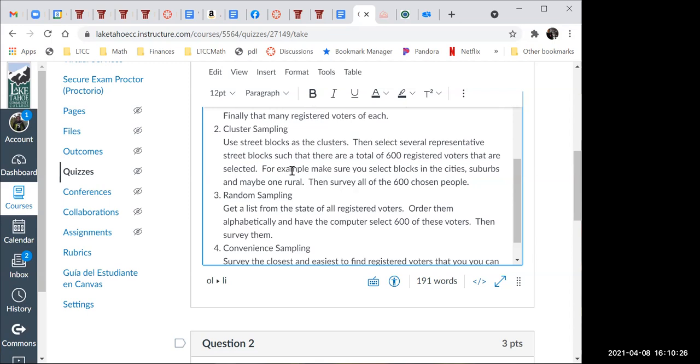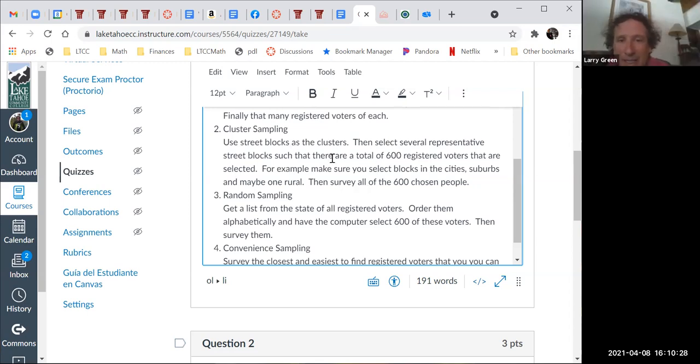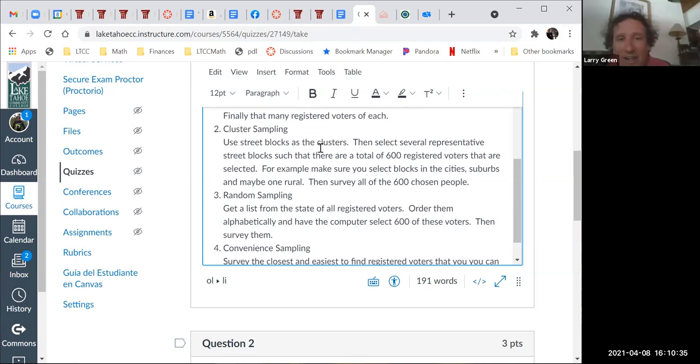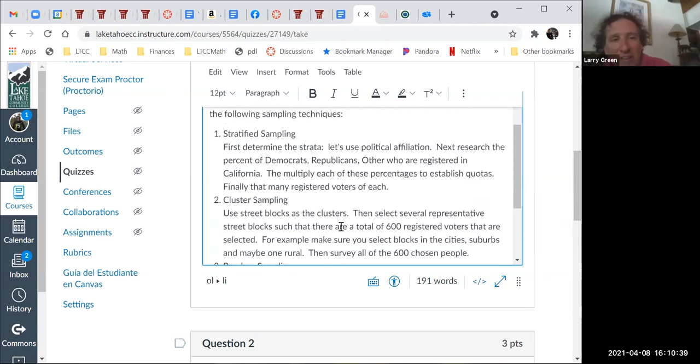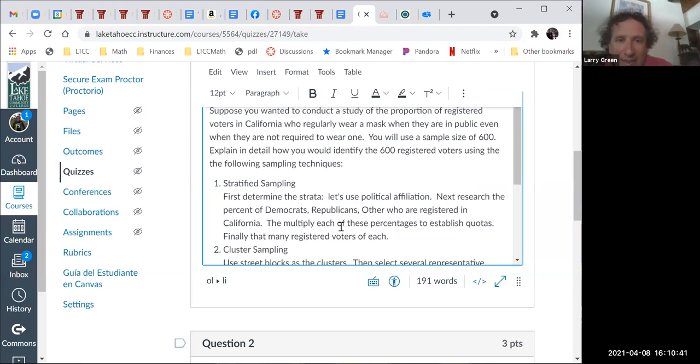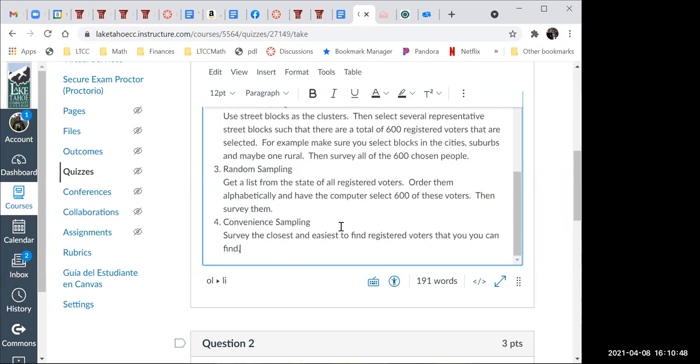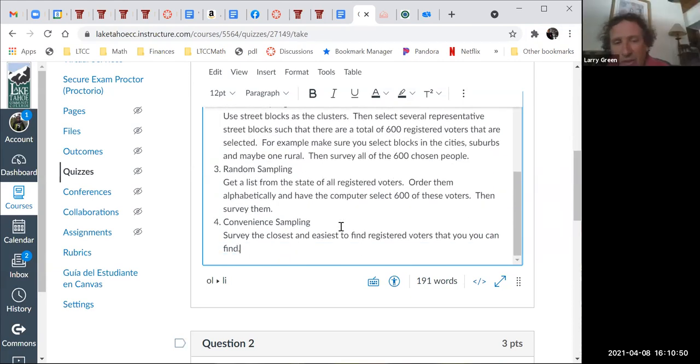Yeah, but don't just write the definition. It needs to be about the 600 registered voters. Does that make sense? If all you do is copy and paste the definition, that's not good enough. You need to actually write about the question that's asked, and that is these registered voters, and there's 600 of them. Does that make sense? So not just the definition, but how you apply the language to the question. Does that make sense?